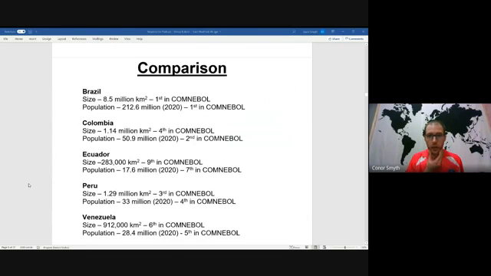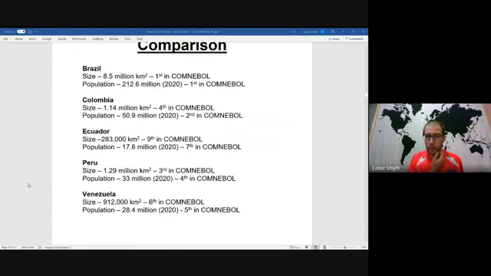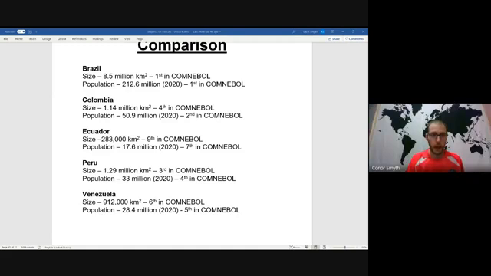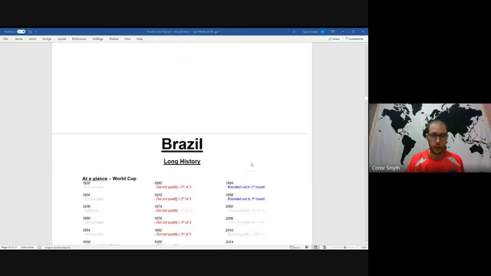So just in summary, Brazil has 212 million people, Colombia 51 million. Then 3rd is Peru with 33, Venezuela not far behind with 28.5, and Ecuador being the smallest country with just 17 million people. Wow, interesting. I didn't actually know. I thought Venezuela was the smallest population-wise. Yeah, kind of an average-sized country for South America.